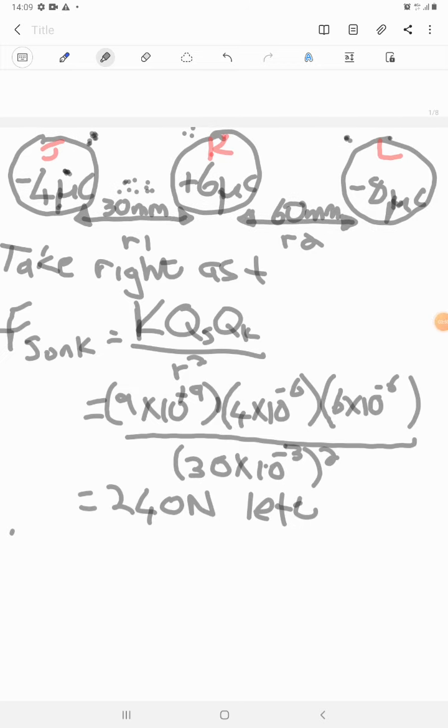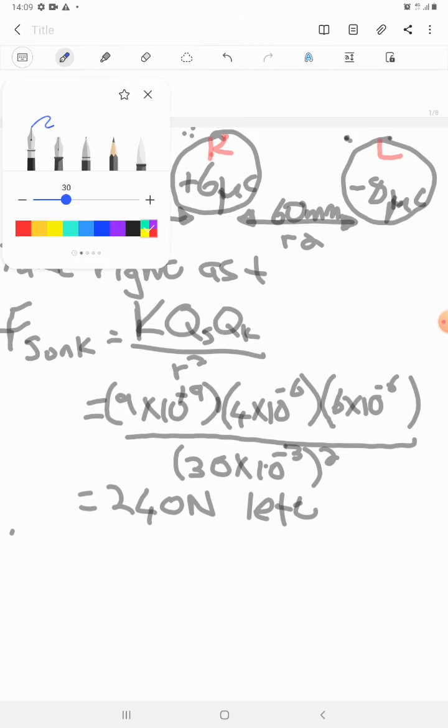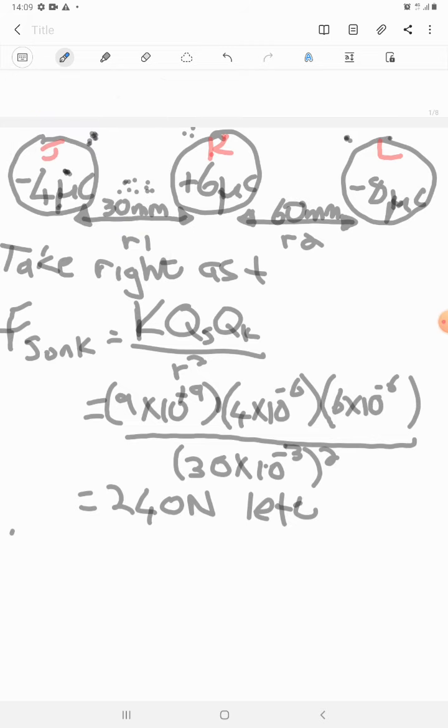Apologies for that. I know I've done a lot here, but looking at all of this, I've substituted everything in. This is my value for J, this is my value for K, and this is my distance, my R.